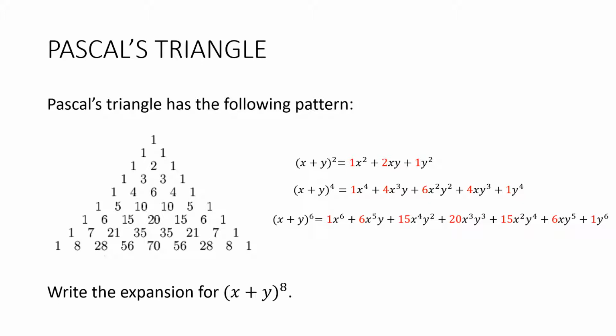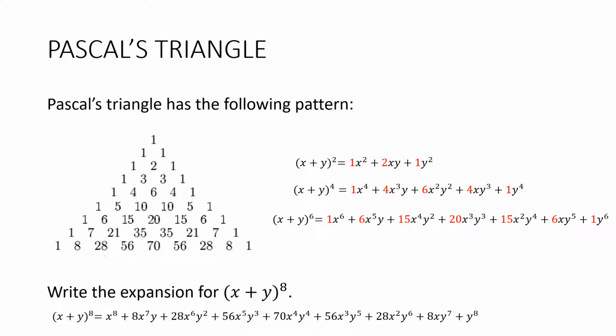So if we want to write the expansion for (x + y)^8, remember we're going to go x^8, and then x^7, x^6, all the way down to x^0. And y will start with y^0, then y^1, y squared, y cubed, etc. And here are our coefficients.